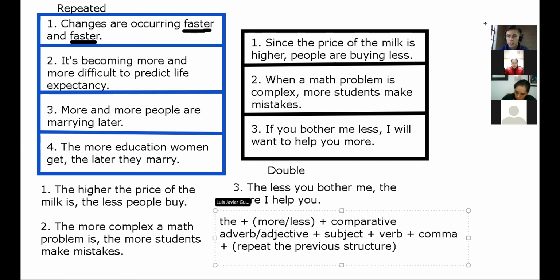Vanessa, from 1 to 10, how are you feeling with this structure? With the formula, it's better. Okay. Tell me when you guys are ready.